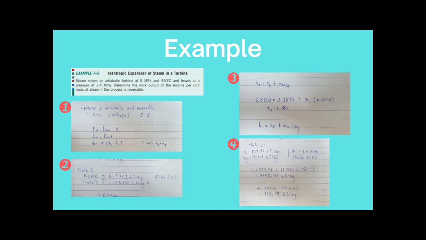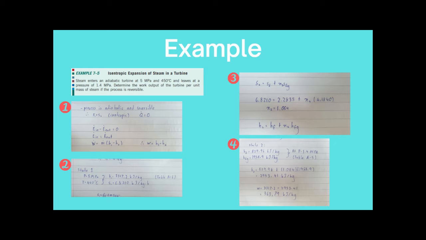This process is isentropic, and because the process is adiabatic, there is no heat transfer, so Q equals 0. And then we can use the formula E in minus E out equals 0 because this process is a steady state flow. So rearrange: E in equals E out, and then we change it to work equals mass flow rate times (H1 minus H2). But the question wants the work output of the turbine per unit mass. So the work per unit mass equals H1 minus H2.